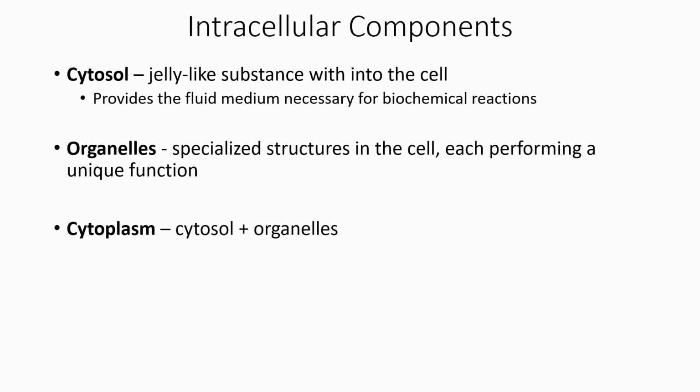So let's look at what we call the intracellular components. These are going to be all the parts of the cell that are on the inside. So we have the cytosol, which is like a gel or jelly-like substance that is inside of the cell. And this is the fluid that everything is suspended in. And then organelles, which are membrane-bound specialized structures that perform a very specific function. And then the cytoplasm is the cytosol and the organelles, so it's all the internal components of the cell collectively.